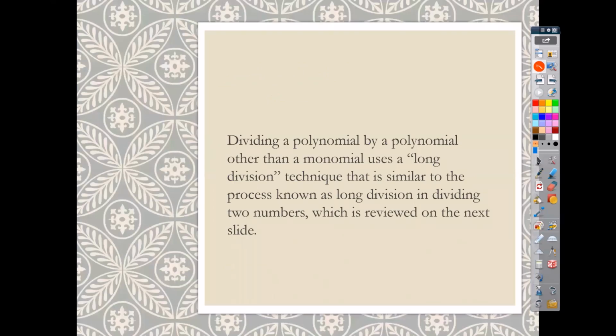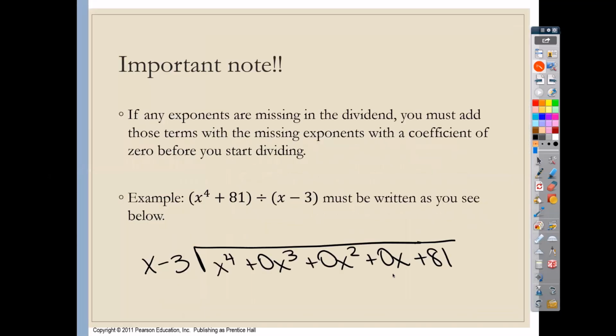All right, dividing a polynomial by a polynomial other than a monomial uses a long division technique that is similar to the process known as long division in dividing 2 numbers, which is reviewed on the next slide. Okay, so if any exponents are missing in the dividend, you must add those terms with the missing exponents with a coefficient of 0 before you start dividing.